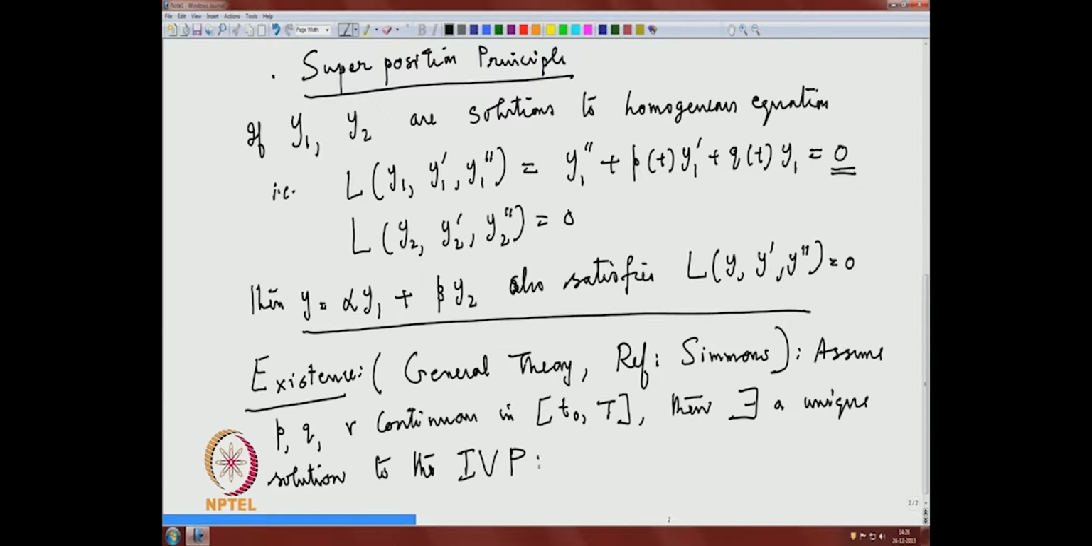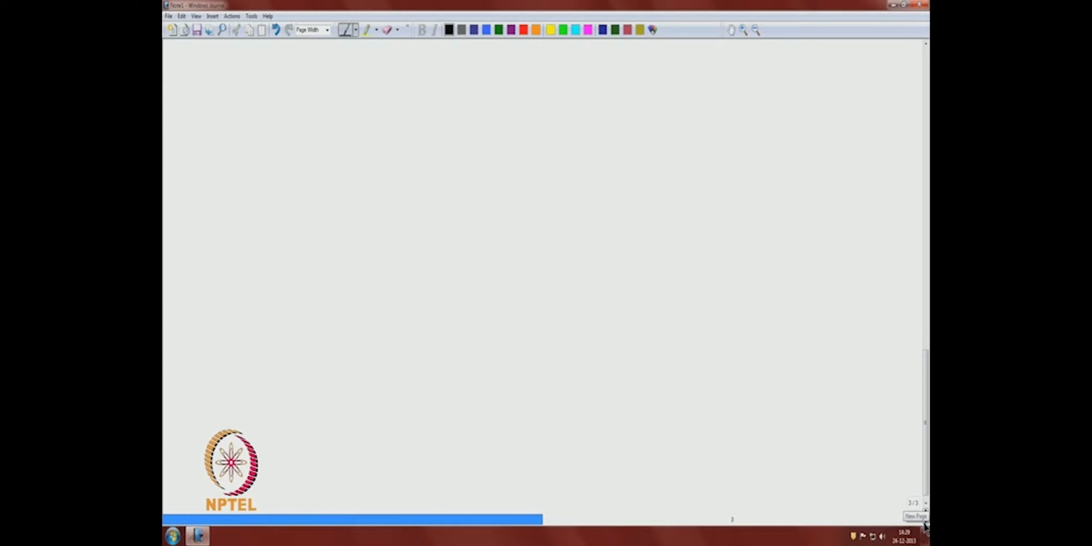Initial value problem: L of y, that is y prime, y double prime, is equal to r, with y at t naught equal to some y naught, and y prime at t naught equal to y1. This y1 is not a solution, y1 is a constant. So, why does this initial value problem come naturally? Let us look at the given system. We will not prove the existence, but it can be proved from the general theory. But let me see why this initial value problem is very natural.